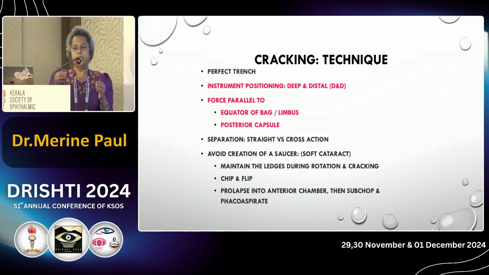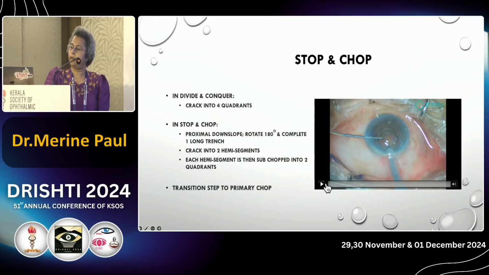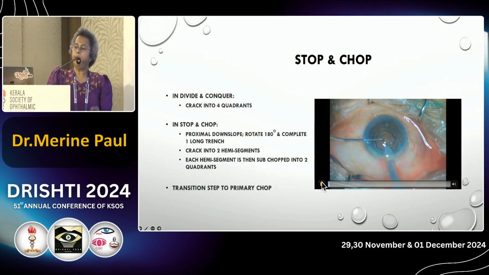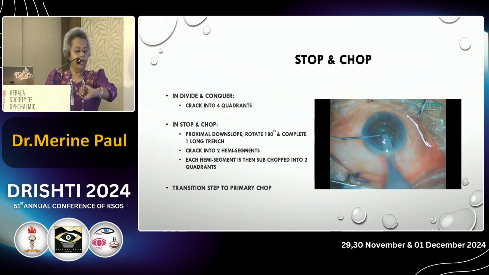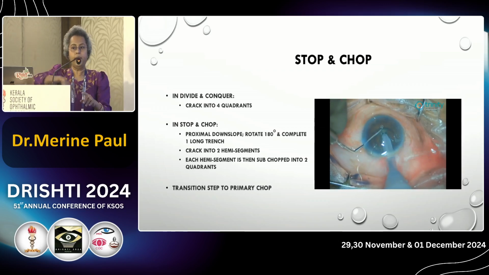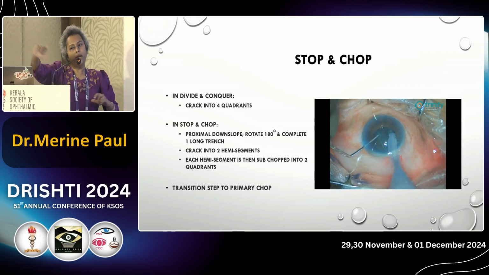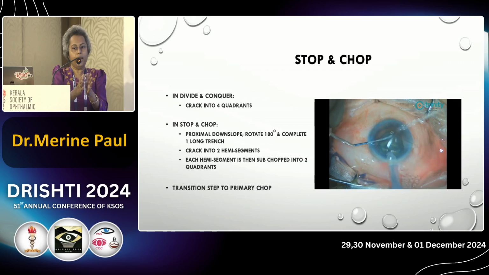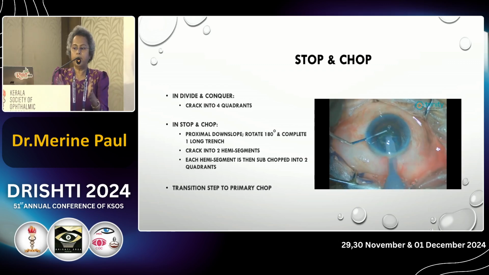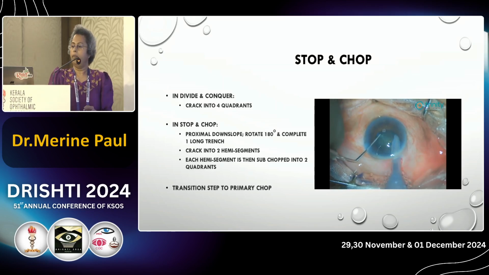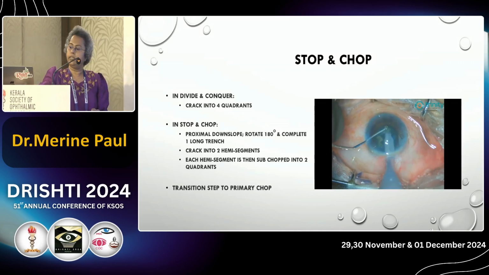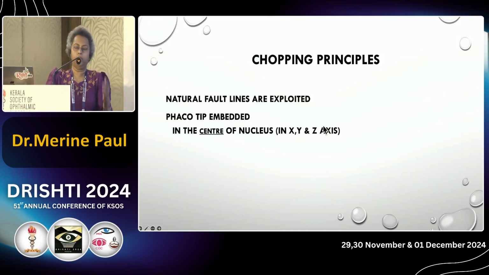What you do is that you can make small chips and flip the nucleus, prolapse it into the anterior chamber, and then aspirate. Now, this is stop and chop. Instead of divide and conquer, you are having 4 quadrants. In stop and chop, you have a proximal downslope, rotate it 180 degrees, and then complete one long trench. And then you crack it into 2 hemi-segments. And once that hemi-segment is made, then instead of trenching further, chop it. So it's a transition step to a primary chop technique.